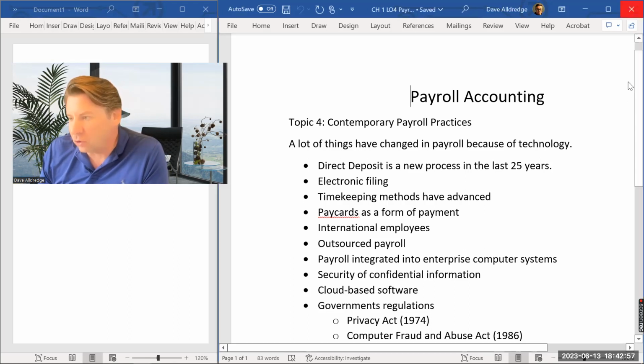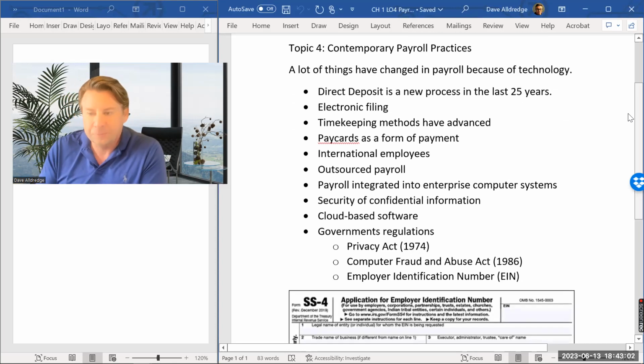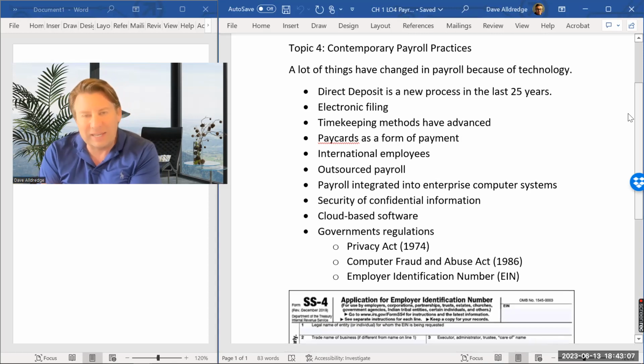Payroll might be outsourced to ADP or some other large payroll companies. Payroll is commonly integrated into an enterprise computer system. This was not the case when I first started working in accounting. We had different systems that never communicated with one another, but now that's commonly integrated. Security over confidential information is more serious. There's cloud-based software. And frankly, there's been a bunch of government regulations.